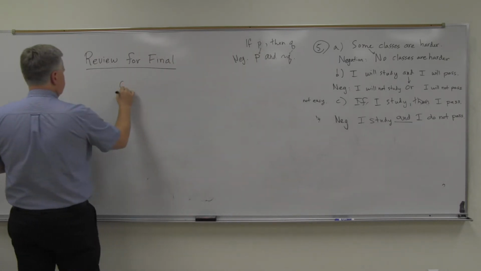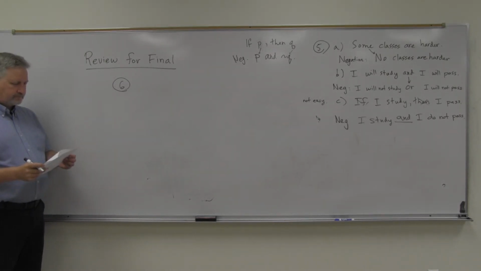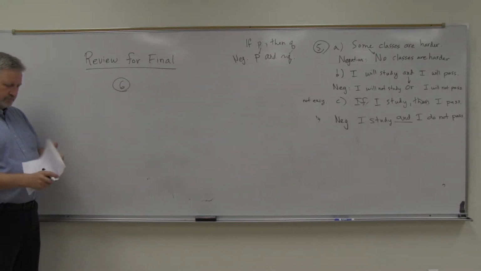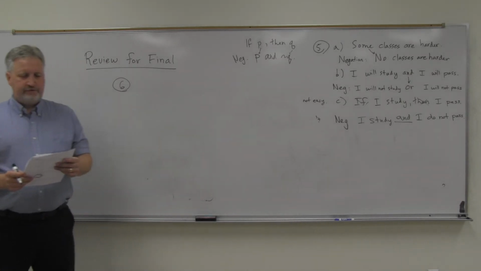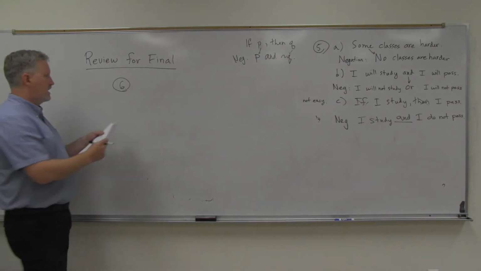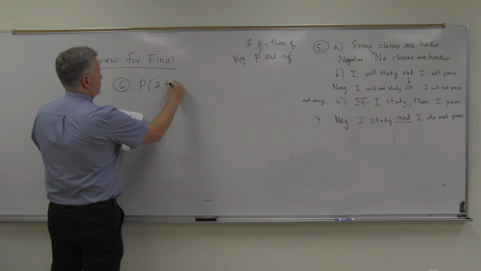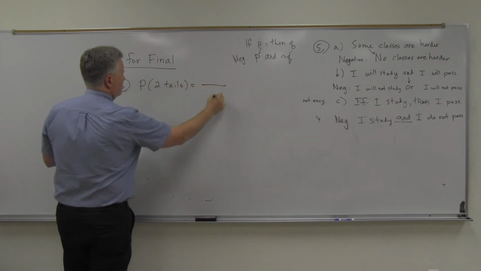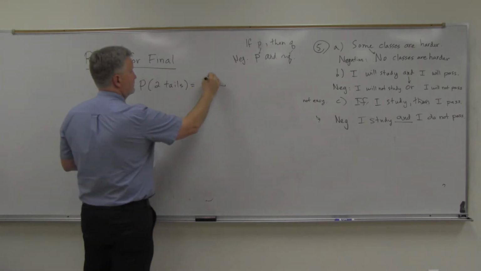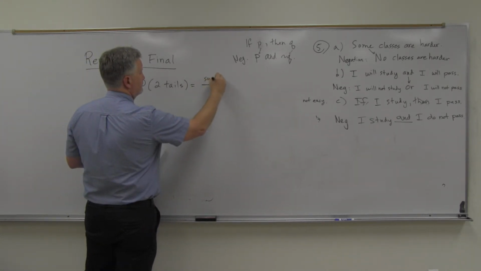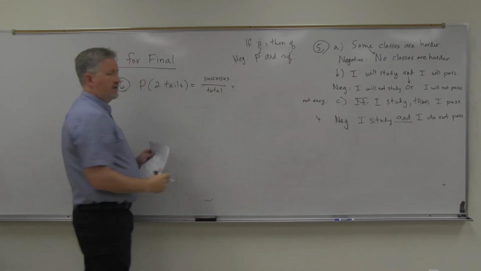All right, so number 6, probability. What's the probability of getting exactly 2 tails when you flip 2 coins? All right, so probability, you do the successes over the total there are, right? Basically how we do it.